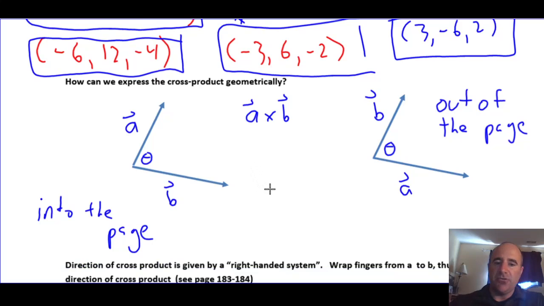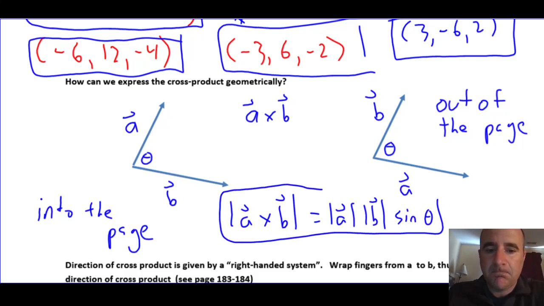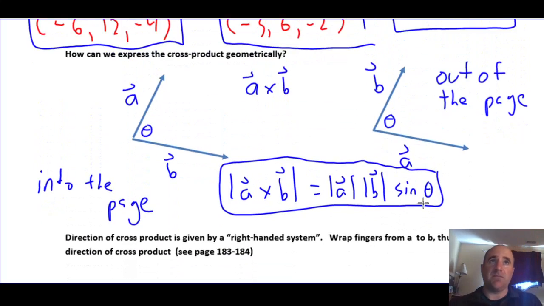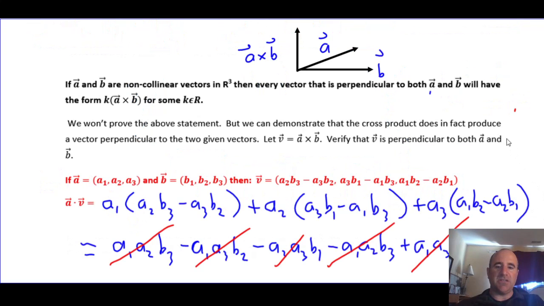The other thing that is true is the magnitude of A crossed with B will always be equal to the magnitude of A times the magnitude of B times the sine of the angle between them. That is always true. It's sort of hidden in this handout, but it's a really important definition as well. If you want to know how large the magnitude of the cross product is, it is the magnitude of both vectors multiplied together times the sine of the angle, not the cosine, that's the dot product, but the sine of the angle.